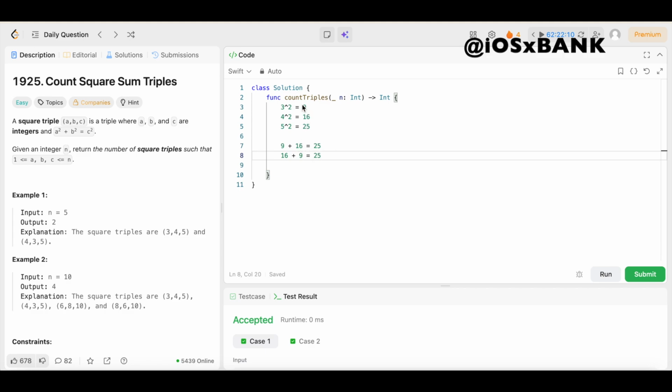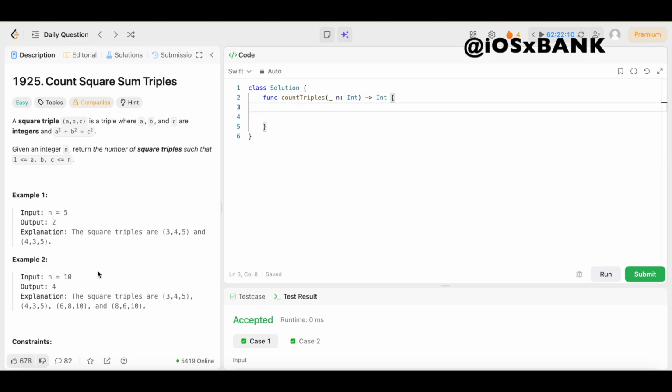So this is where we get into 9, 16, and 25. This is 3 squared, this is 4 squared, this is 5 squared, and then this is 4 squared, this is 3 squared, and this is 5 squared. In total, we have 2 triples, so that's why we return 2. Now, just in case that didn't make sense, let's take a look at example 2. Same principles apply.